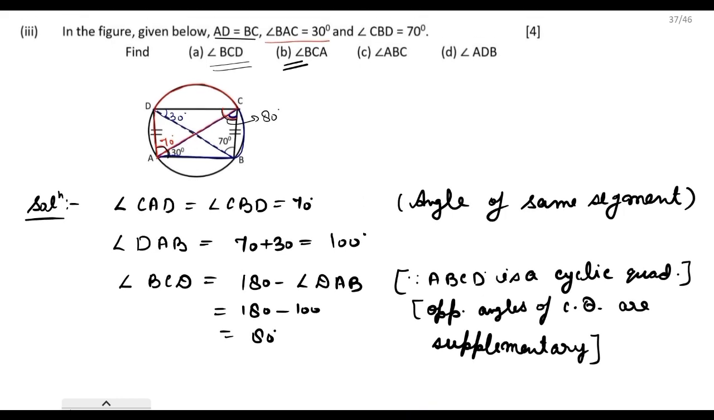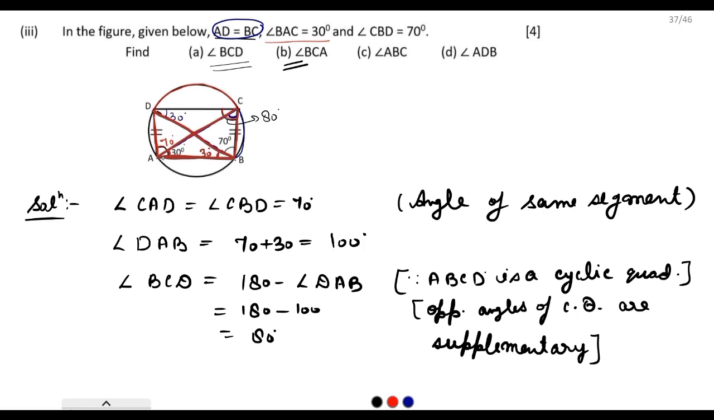Given that AD is equal to BC, and equal chord subtends equal angle at circumference. If AD is equal to BC, then angle subtended by AD at circumference will be equal to angle subtended by BC at circumference. Look at the figure. Now AD subtends this angle at circumference and BC subtends this angle at circumference, and these will be equal. If this is 30 degree, it means this is also 30 degree.